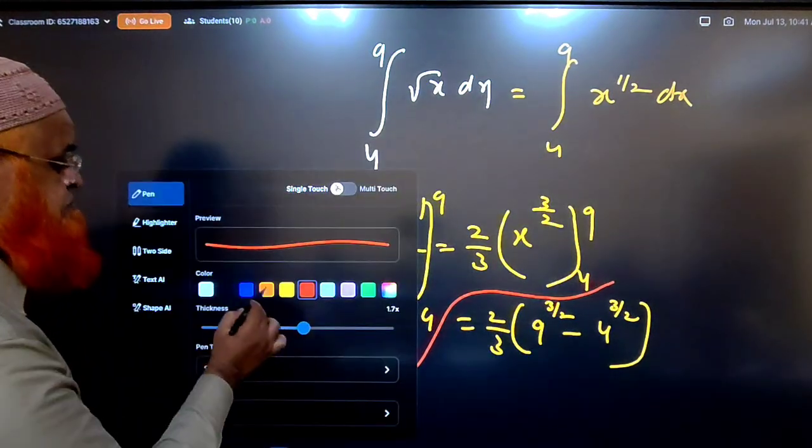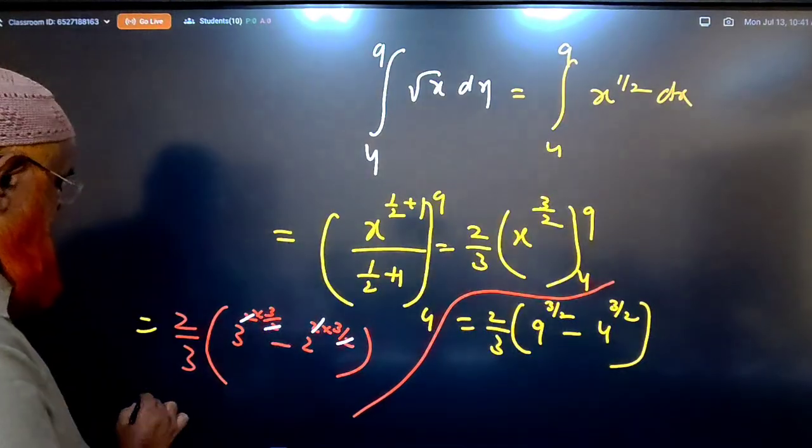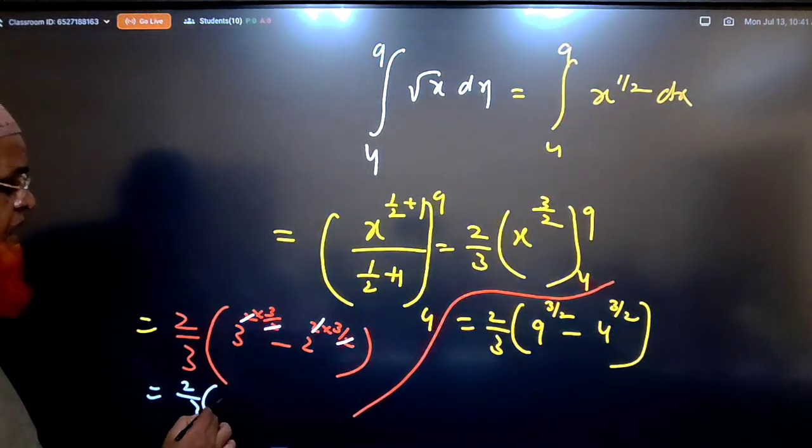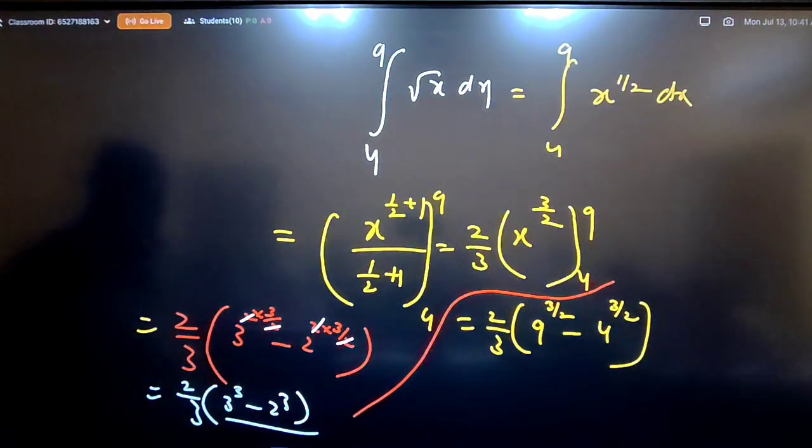So here 2 gets cancelled, 2 gets cancelled here. So 2 by 3, and this is 3 cube minus 2 cube. Simplify it and whatever you get is the answer. Hope you understood this one.